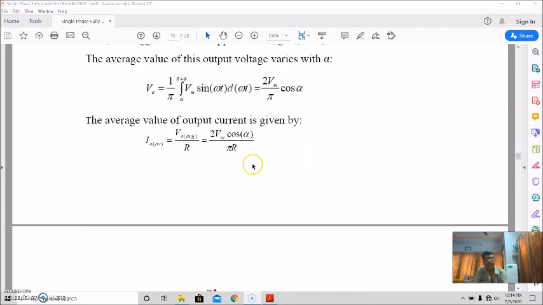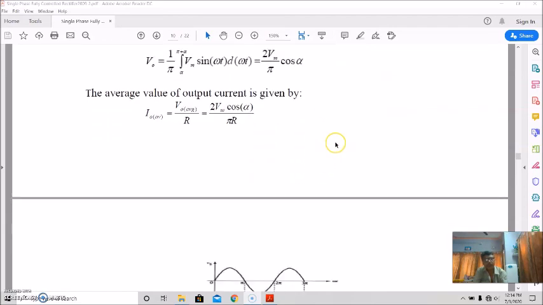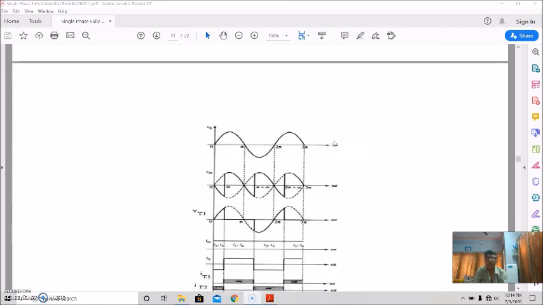And with this we may conclude our discussion of the single phase bridge rectifier with inductive load.